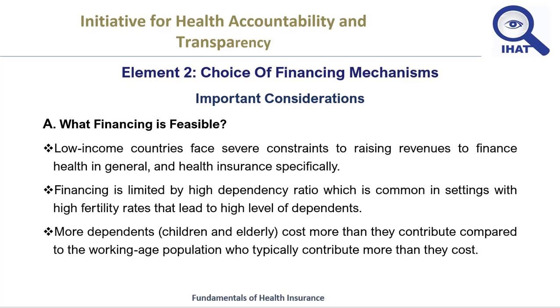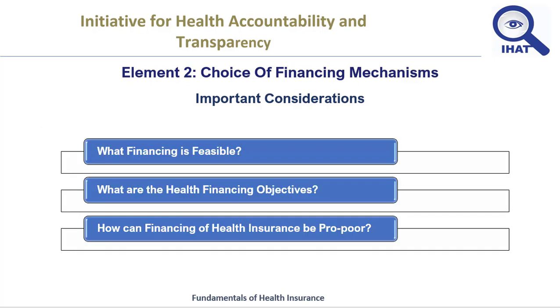Financing is also limited by the size of the formal sector economy, from which taxes and payroll contributions can be collected. Generating health financing tends to be easier in more urbanized settings where higher population density facilitates registration and revenue collection. So the second point we'll be looking at is what are the health financing objectives? When designing a health insurance system, it is critical that policymakers ensure that health insurance is aligned with the broader health system and health financing objectives.